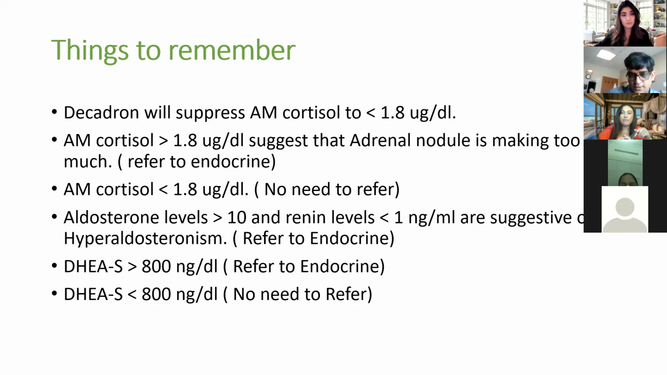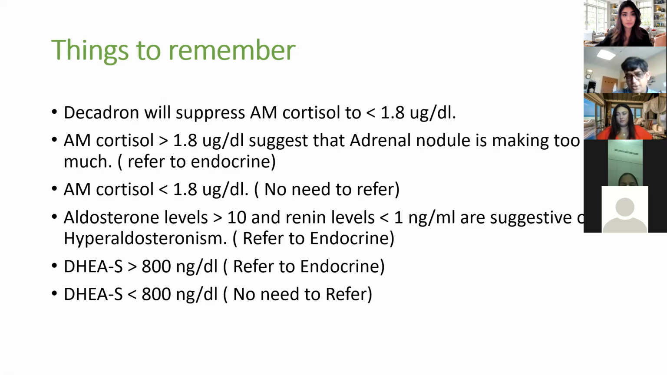However, if the cortisol level is more than 1.8, then sure, the patient needs to come and make sure that this incidental mass, the benign mass, is not making any excessive hormones, and then endocrine needs to be referred. If there is hypertension and your aldosterone level comes back high, more than 10 nanograms per deciliter, and the renin is suppressed from the kidney.